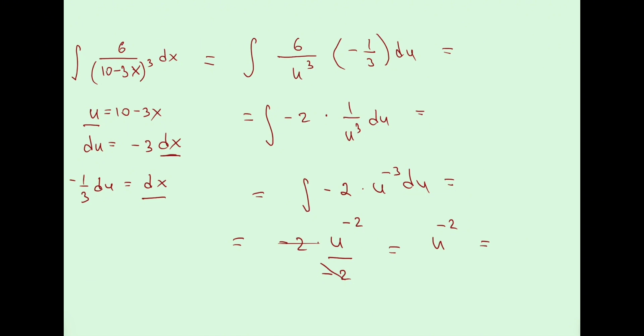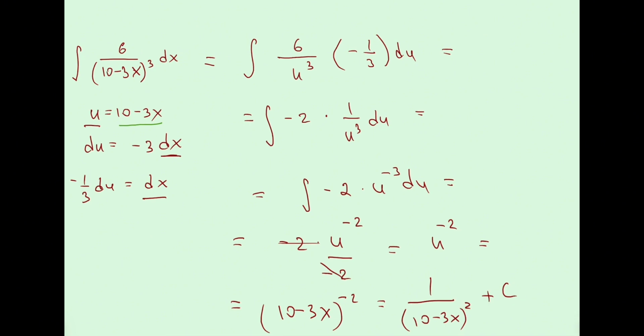And the last step would be to replace u with the function we had before, which is 10 minus 3x. And we get 10 minus 3x to the negative 2, which could be rewritten as 1 over (10 minus 3x) squared plus c, since our integral does not have any limits. Now let's move on to the next example.